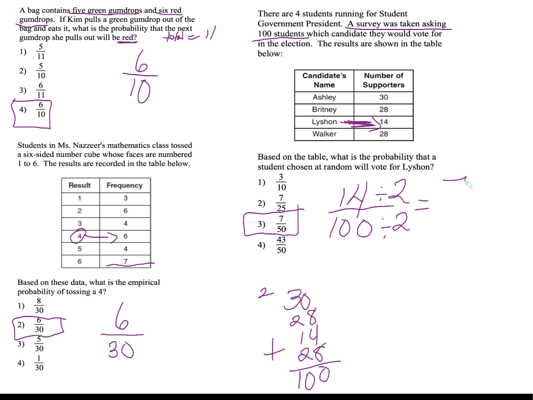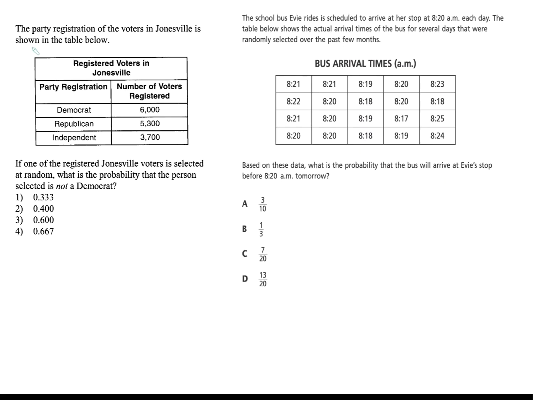14 divided by 2 is 7. 100 divided by 2 is 50. The party registration of the voters in Jonesville is shown in the table below. So again, this is another relative frequency. So here are the registered voters in Jonesville. This is the party registration, Democrat, Republican, or Independent.